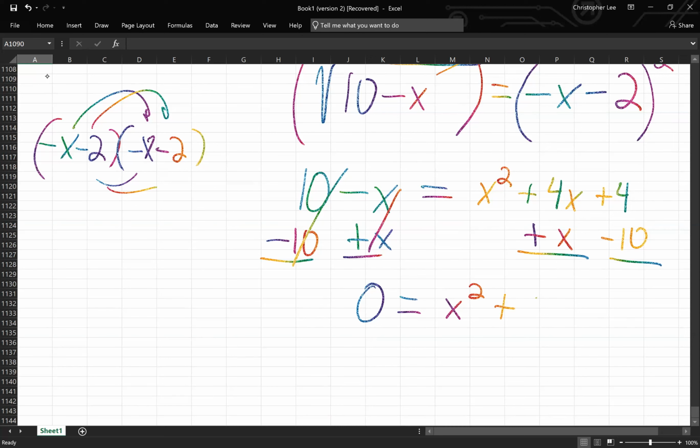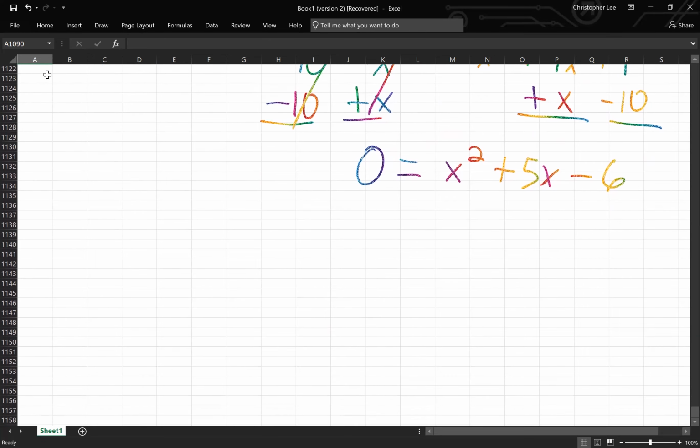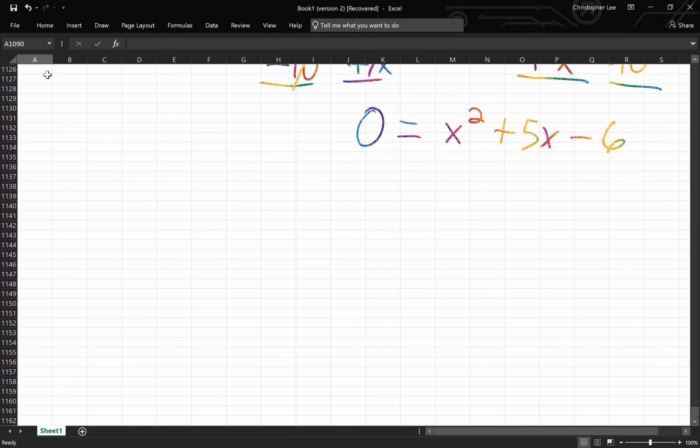Plus, not 3x, 5x. Very good. Minus 6. Very good. So now how do we want to answer this? Oh, you want to do the formula? All right, let's do it. So quadratic formula, right? Before I do that, what's my A? What's my B? What's my C? 1, I heard that was B. 5, and what's C? No, what's C? -6. Now we're talking, right?